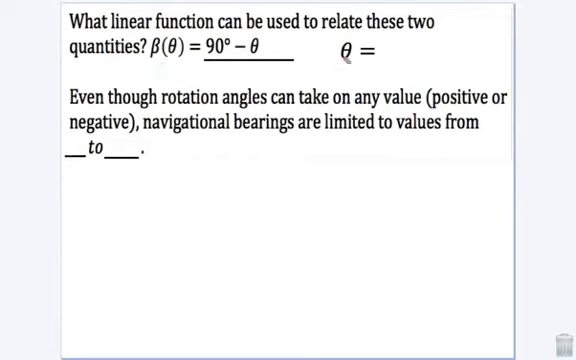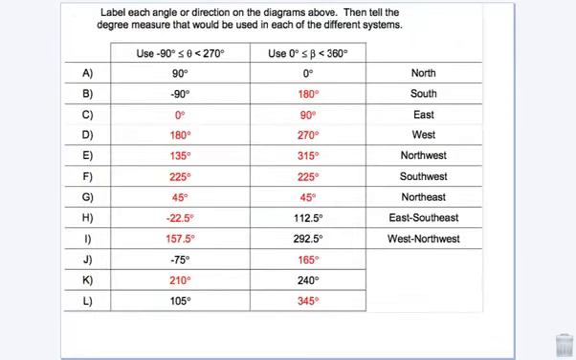If you have your bearings and you want to know the rotation angle on the unit circle, you would do the same thing. 90 degrees minus your bearings will give you your rotation angle. 90 degrees minus the rotation angle gives you your bearings. Okay? Very similar. It doesn't matter whether you have your rotation angle or your bearings. You can get the other one by subtracting what you have from 90 degrees. All right, so let's check it out and see if it works.